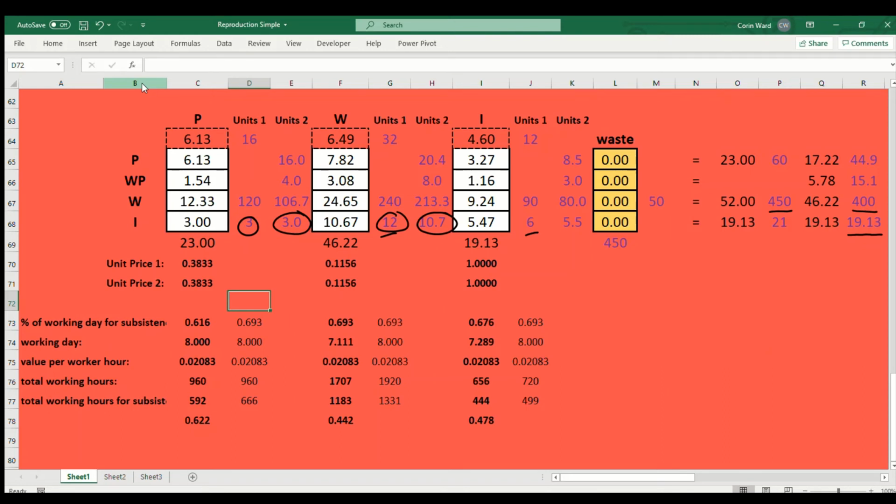Since the wheat industry is going to be taking in 46.22, but its costs are also going to reduce, it's going to get a little bit more profit than what it did when that wheat was just going to waste. And since the iron industry is only taking in 19.13 now, and its costs have reduced a smaller amount, its profit is also going to be slightly lower.